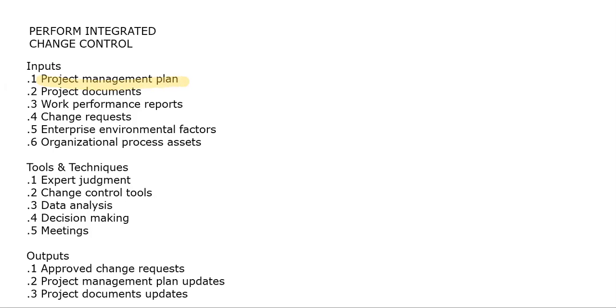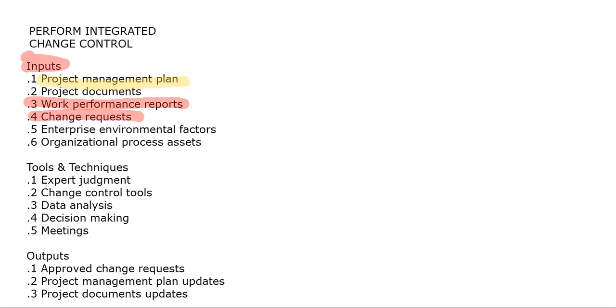For example, work performance reports only appears as an input to 4 processes. Perform integrated change control is obviously one of them because you can see we're looking at the inputs. Okay, so looking at the inputs, what is unique? The only thing that's unique, I've highlighted red, and another one to highlight red is change requests, because you only find change requests as an input going into performing integrated change control. That's the only process they go into. They come out of many processes, but they only go into this.